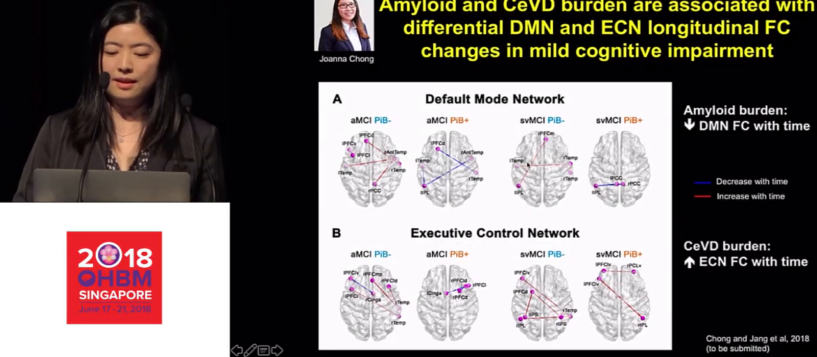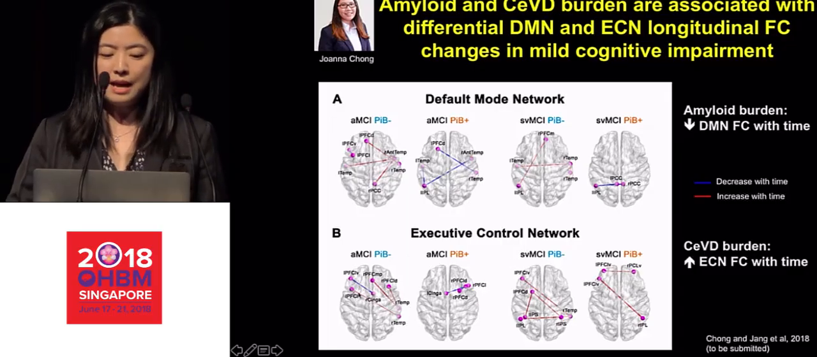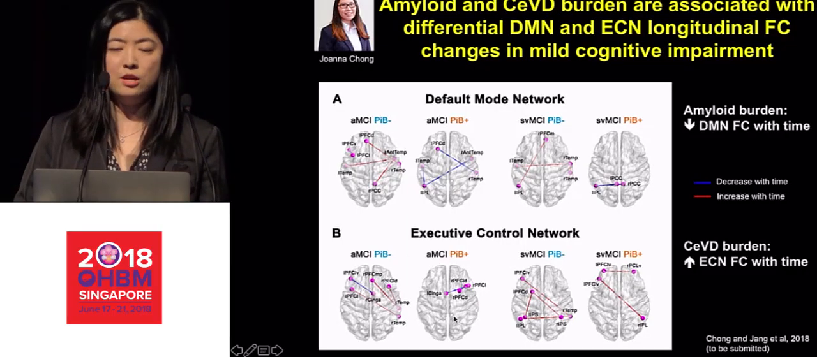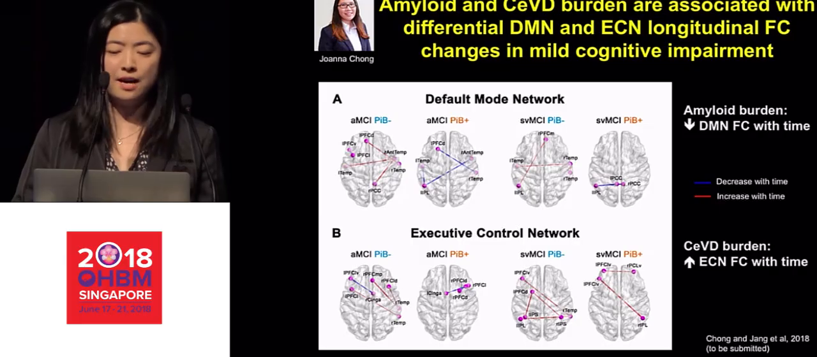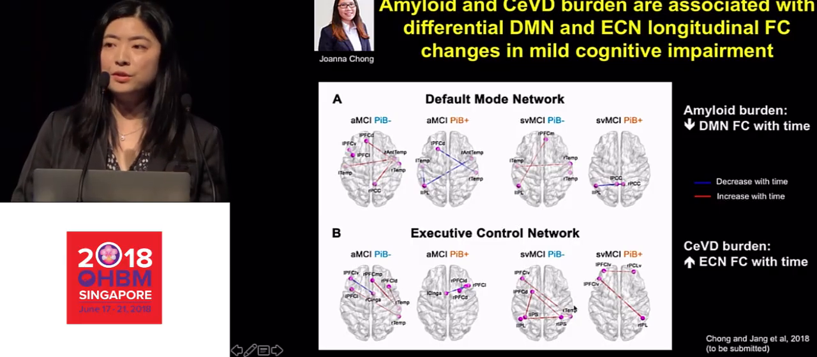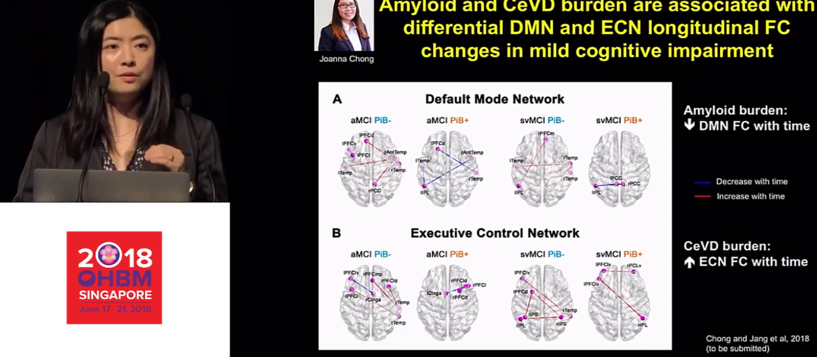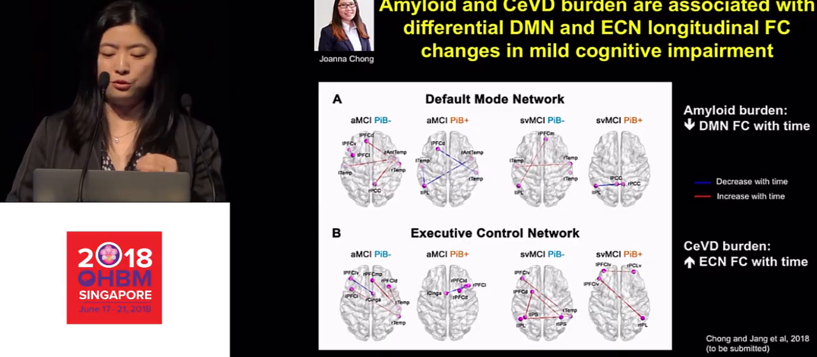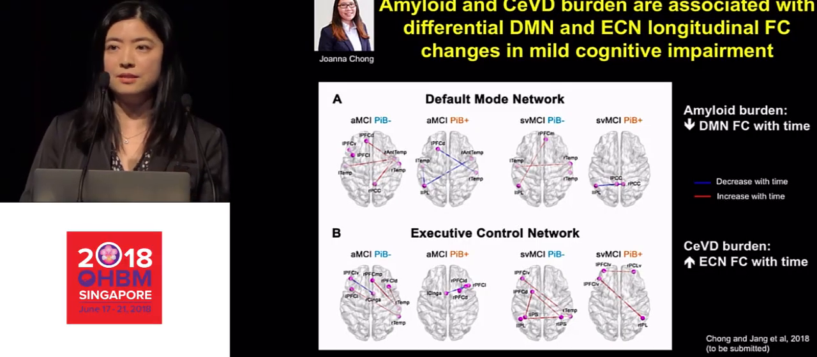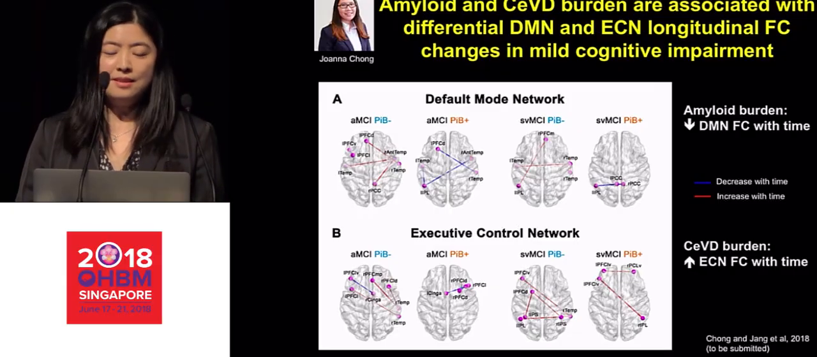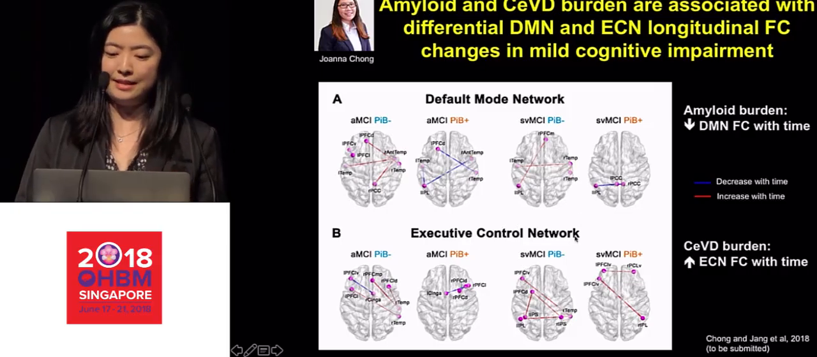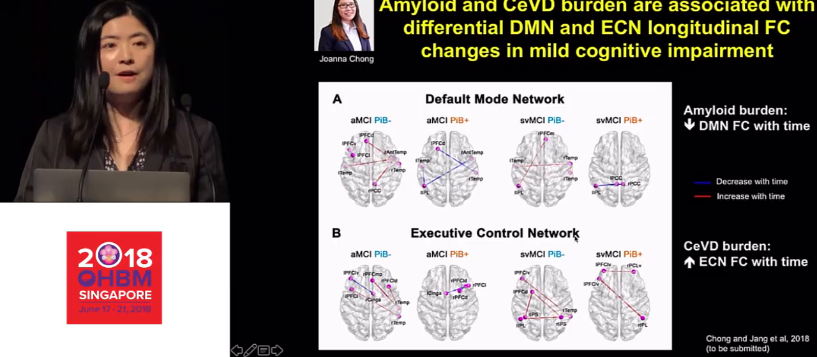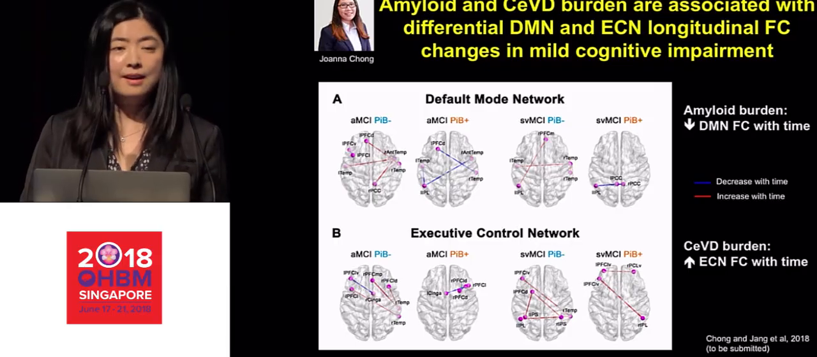In contrast, in the executive control network, on the left side, the amnestic MCI participants show a mixture of increases and decreases in this network connectivity over time. However, the subcortical vascular MCI, regardless of their amyloid status, showed a functional connectivity increase in the executive control network over time, which is consistent with our prior study. These findings suggest the divergent influence of amyloid and cerebrovascular burden on the longitudinal trajectories of functional connectivity in these two networks in pre-dementia stage.